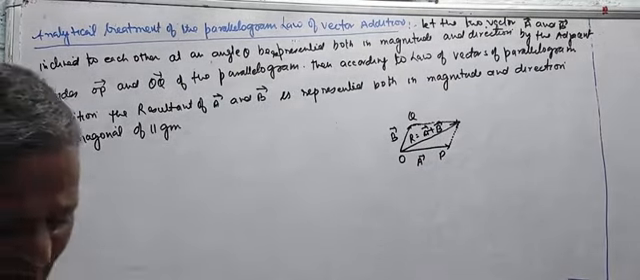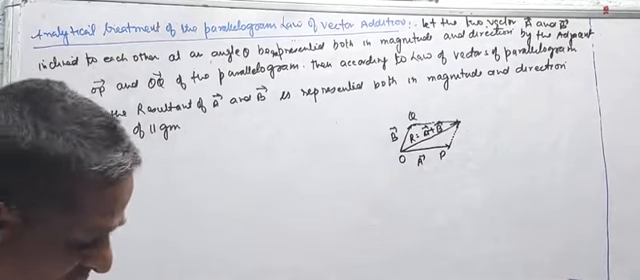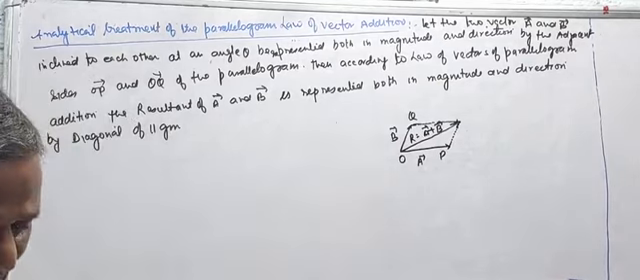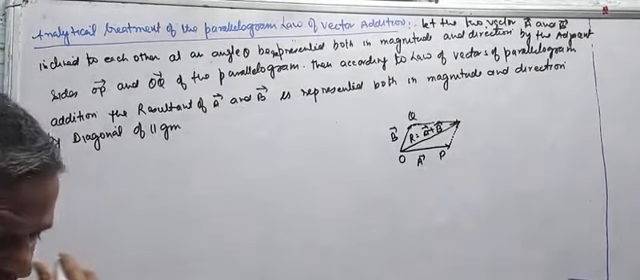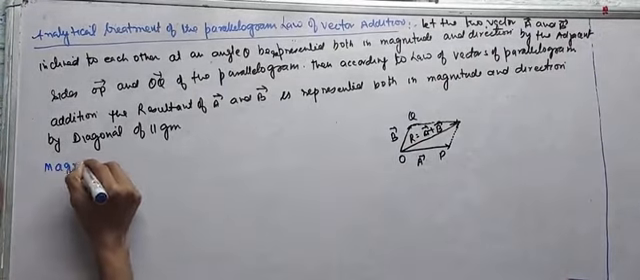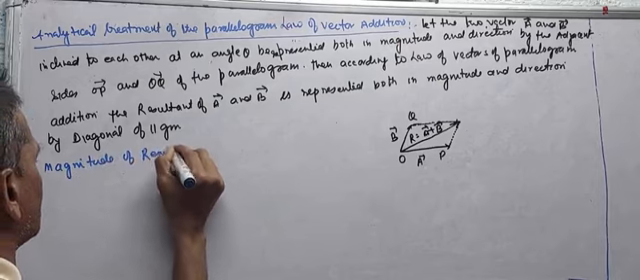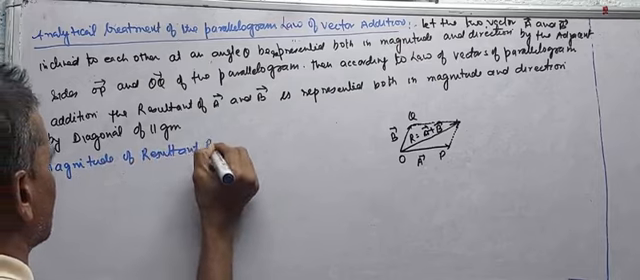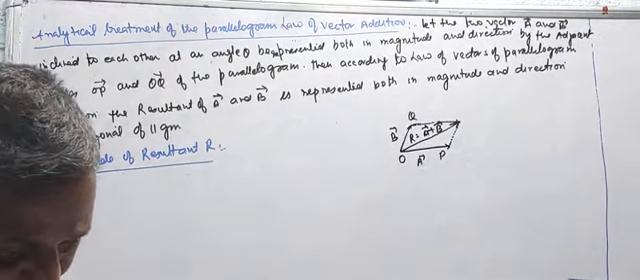By the parallelogram law of addition of vectors, we will find out the magnitude of resultant R.